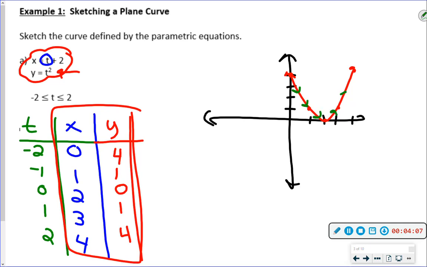So I'm just marking arrows showing the direction that we move. Isn't that exciting? That's all. I got a couple new twists for you on the back. It'll get a little more challenging. Not a lot more challenging, but a little.